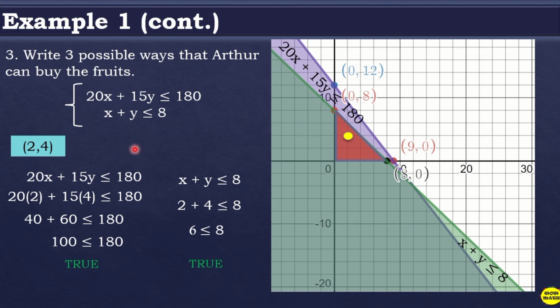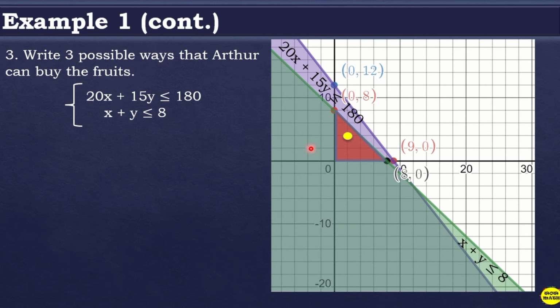Okay, so ibig sabihin po nito, since 3 possible ways, isa ito sa mga ways. Actually, marami, pero ang hinihingi lang po dito ay 3. So, kukuha lang tayo ng 3. So, 2, 4, pwede siya bumili ng 2 mangga, 4 na guava, dahil hindi naman siya lalampas pa ng 180 sa expenses niya. Okay? So, this is true. So, 2, 4 is one of the solution.